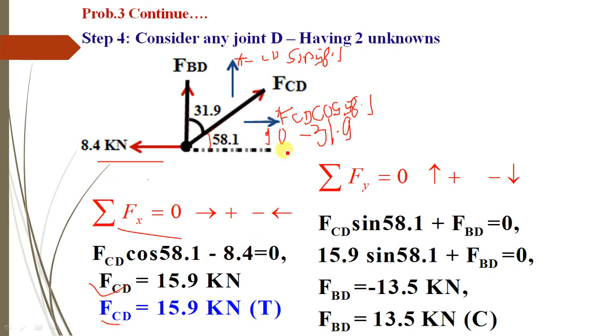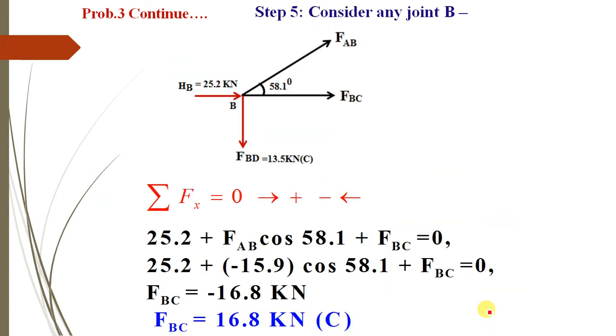Now this F of CD is useful in F of y equation. So F of CD sine of 58.1 plus F of BD. Now here 15.9 you have to substitute as it is, because we have got the plus answer, so it indicates assumed direction is correct. So substitute over here and find out the F of BD. From that you will get the F of BD, answer is minus. It means it was assumed initially tensile, but I have written over here positive. So change the sign and change the notation. It is compressive. So F of BD is known to us.